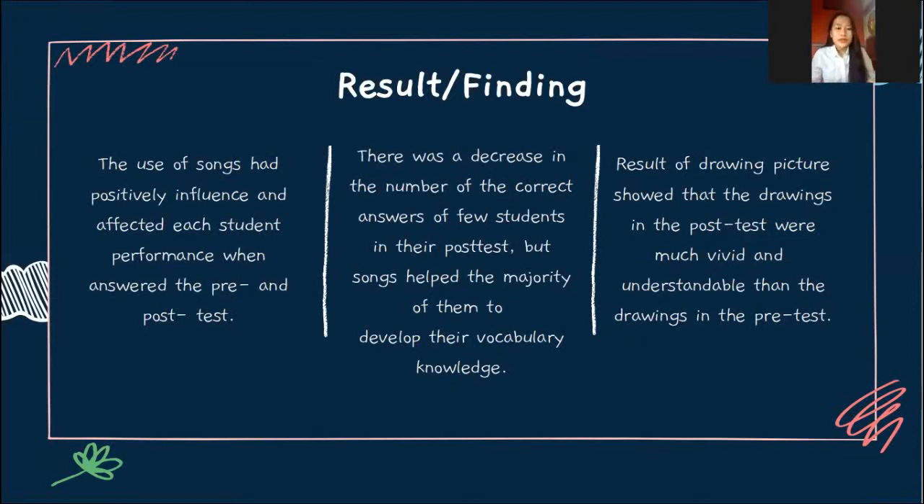And after that, the result of the drawing picture showed that drawings in the post test were more vivid and understandable than the drawings in the pre-test. The drawings displayed that the vocabulary items drawn most frequently were from the second part of the test, which is about healthy versus junk food. Although there were also some pictures from the first part about daily routine, the last part, about good habits, was really hard for them to learn or to draw.